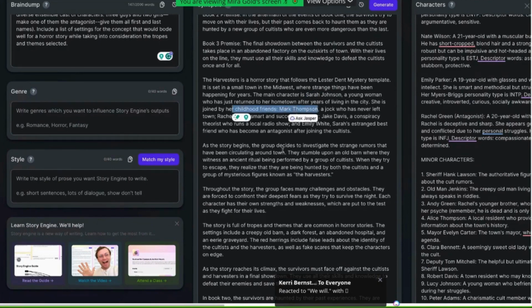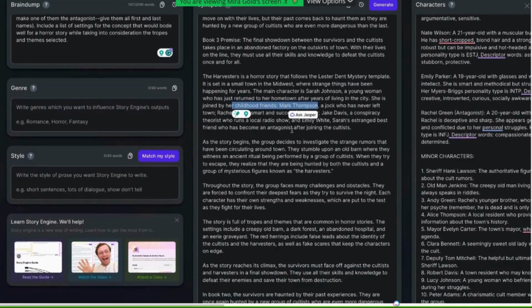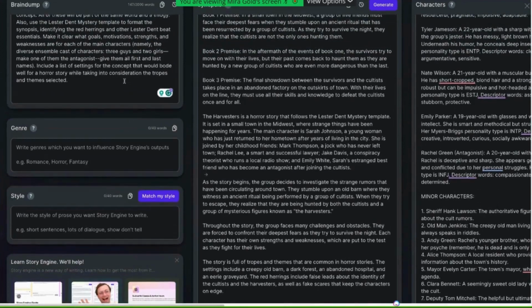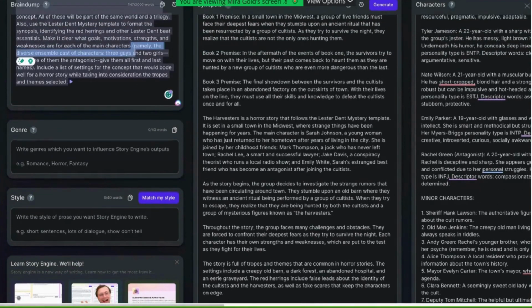Let's see, there's Mark. He's a jock who never left town. We have Rachel Lee, a smart and successful lawyer. We have Jake, who is a conspiracy theorist. And then we have Emily. So Emily White, who is actually Sarah's estranged best friend. So we have our little ensemble cast of characters. So up here in my request, in my prompt, I asked for an ensemble cast. I asked for 3 guys and 2 girls.